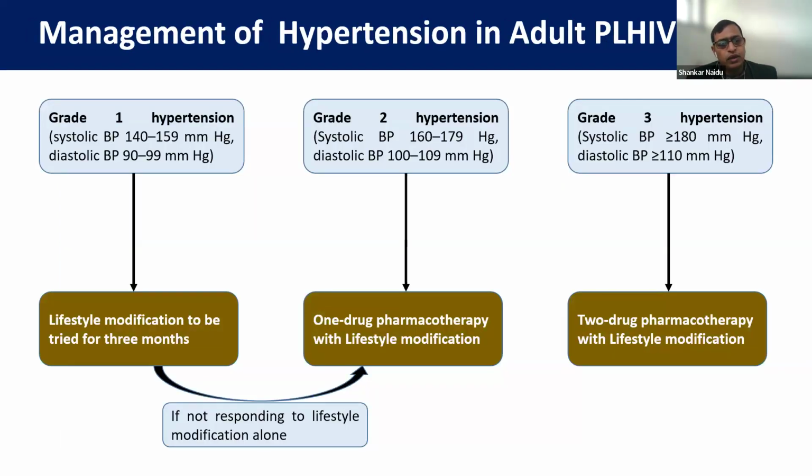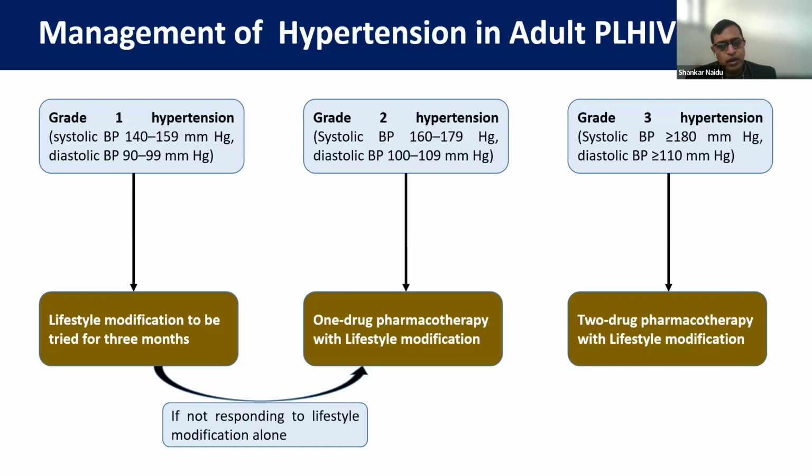So how do we manage these patients? Hypertension can be divided into various grades, grade 1, grade 2, grade 3, depending on the value of the blood pressure. Grade 1, usually we say that initially we should start them on lifestyle modification for at least 3 months. However, if they are not responding to lifestyle modification, we can start them on pharmacotherapy. The usual advice would be to start with one drug, gradually titrate it depending on the blood pressure value to the maximum tolerated dose.